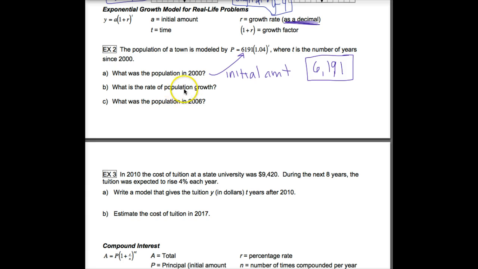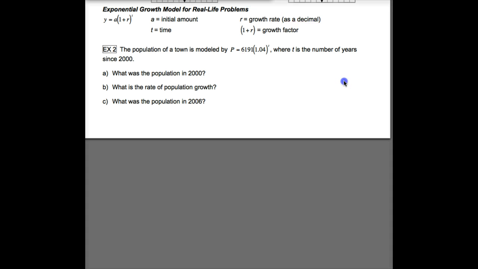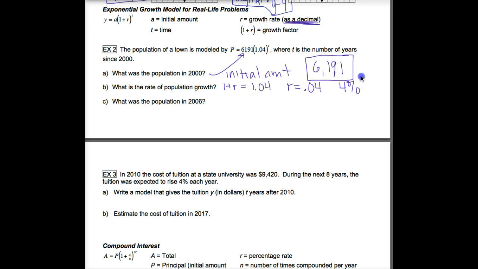What is the rate of population growth? R is the growth rate, and 1 plus R, the entire base, is the growth factor. So here, I see that my 1 plus R is 1.04. So really, this is just an equation. I'm just solving for R. I want to get it by itself, so subtract 1 on both sides. That means R is 0.04, which means the rate of population growth is 4%. And the more you do of these, the more you'll just be able to look at it and write the answer. Last question, what was the population in 2006?